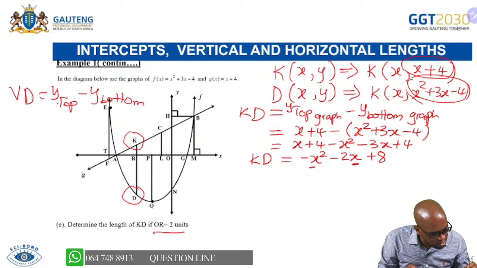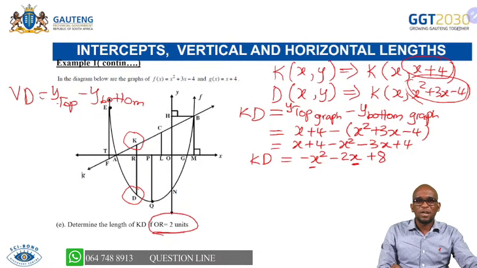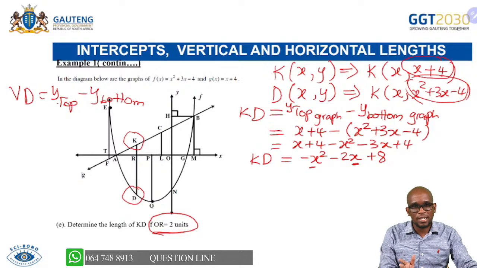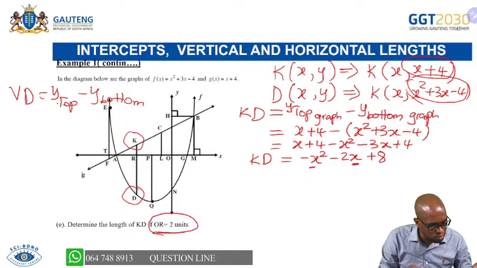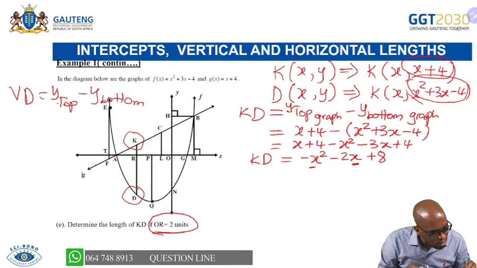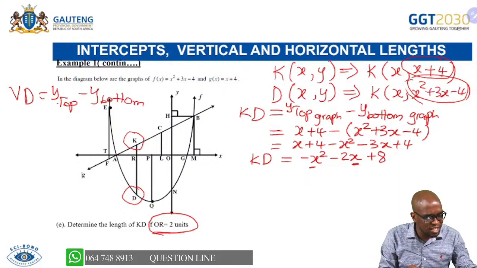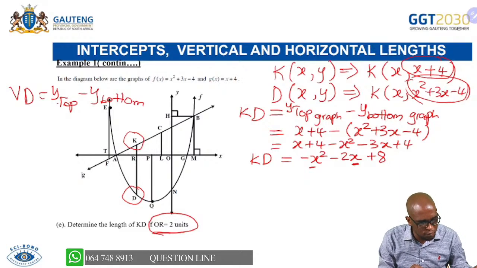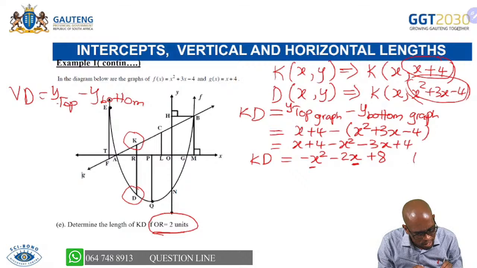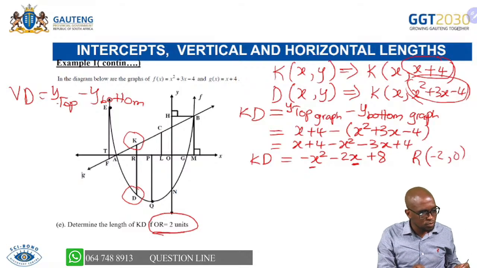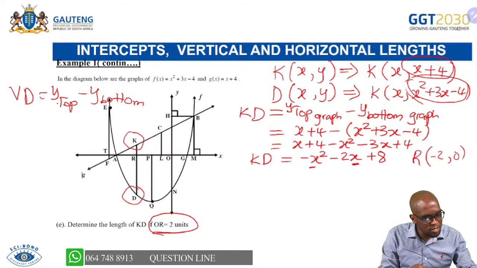Now, let's check what is given. We are given that OR is 2 units. What we're going to do is trace where point R is so that we can associate that with the 2 units. If you look at OR, R is the point on the negative x-axis. So if this is 2 units, it means that R would be given by x is minus 2 and y is 0.